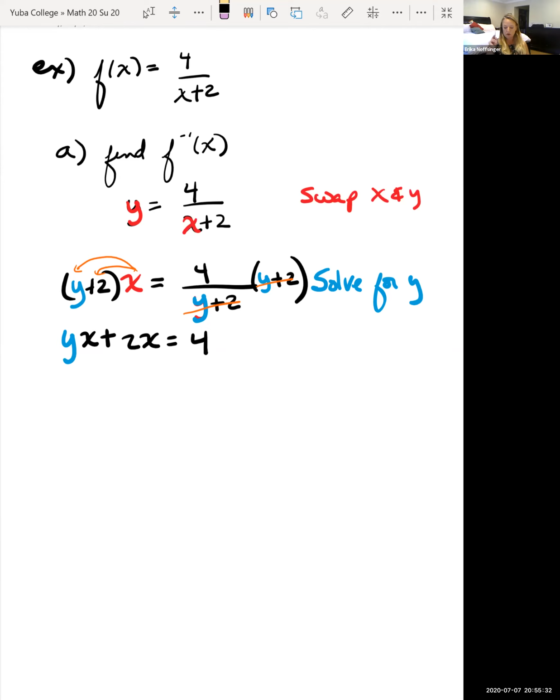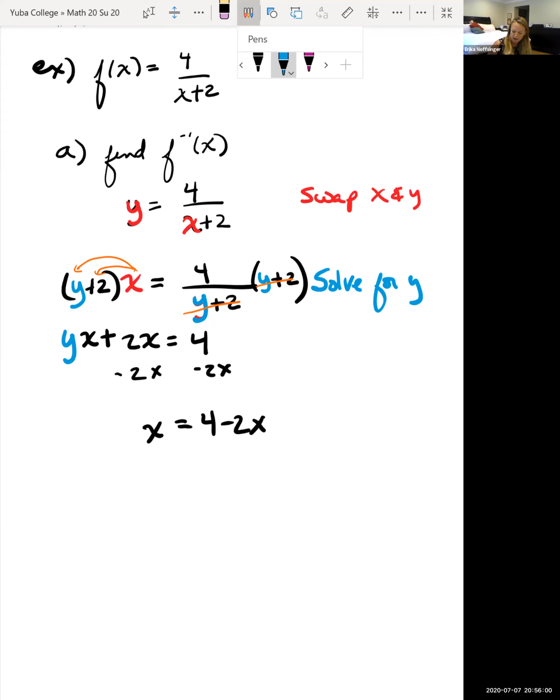So there's multiple terms with multiple variables, but we want the term with a y because we want the y by itself. So we want all the terms with y on one side of the equal sign and all the terms without y on the other side. And so if we subtract 2x on both sides, well, those aren't like terms on the other side. So we have yx equals 4 minus 2x.